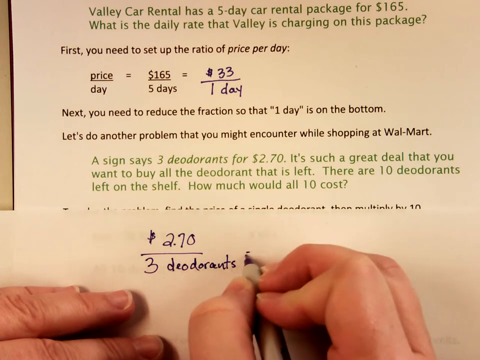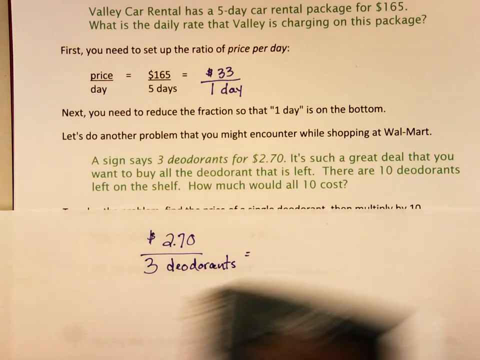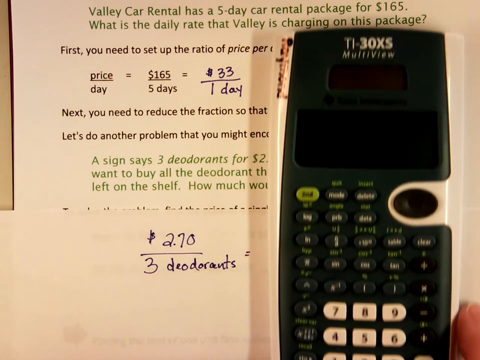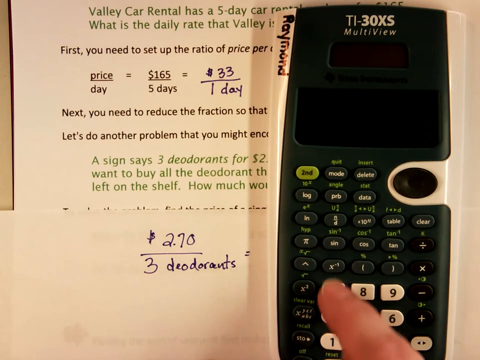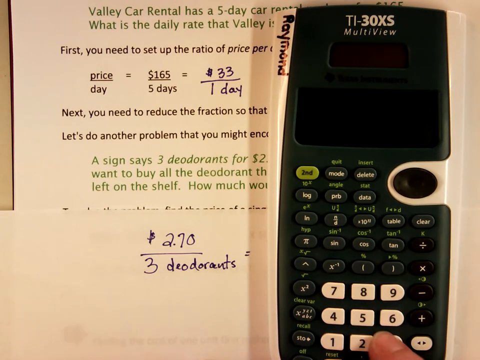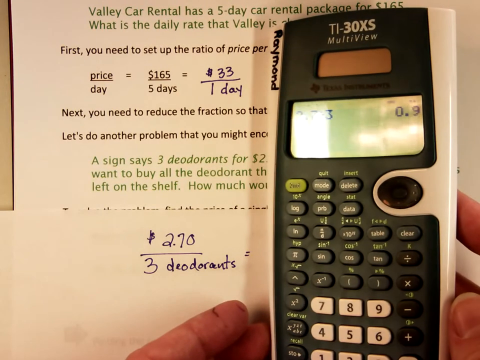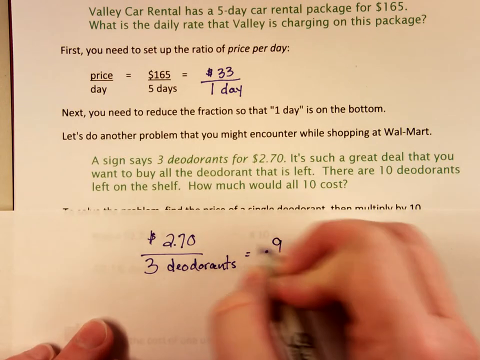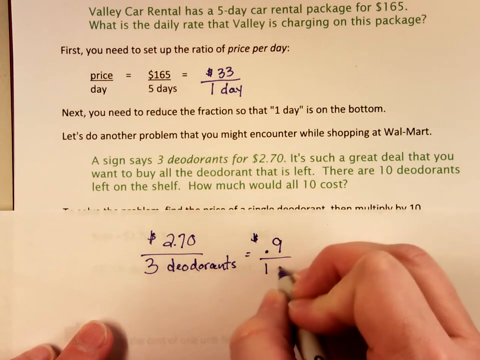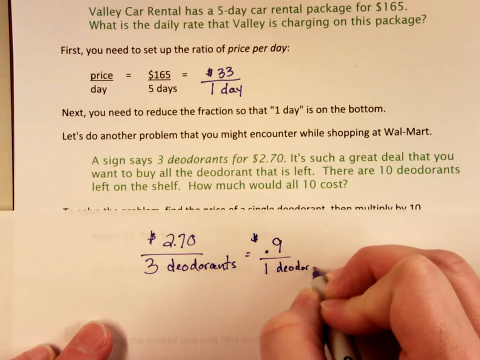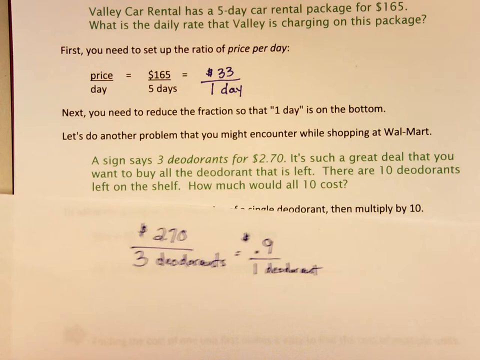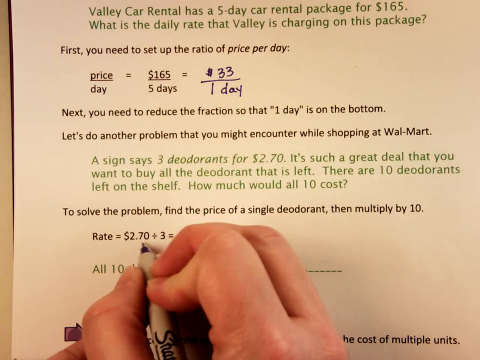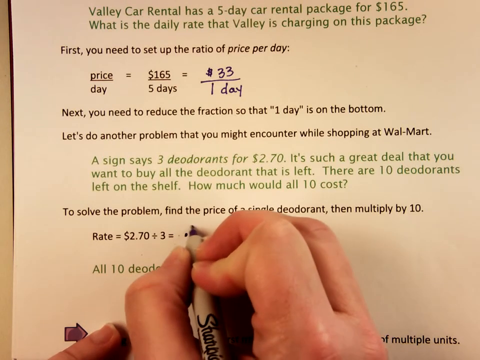And just as we did up above, we'll get our calculator out and we'll do that division. $2.70 divided by 3 gives me 0.90 cents. 0.9. And that's for 1 deodorant. We have reduced it down. $2.70 divided by 3 was 90 cents.